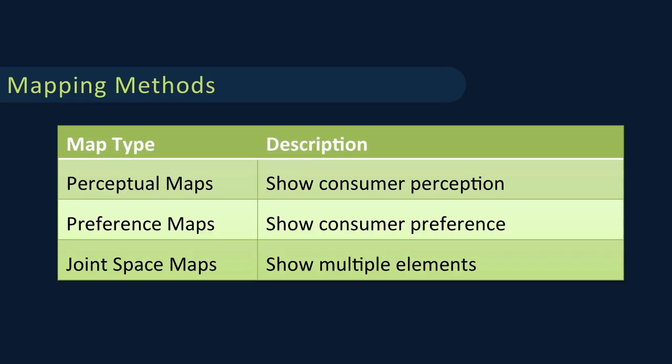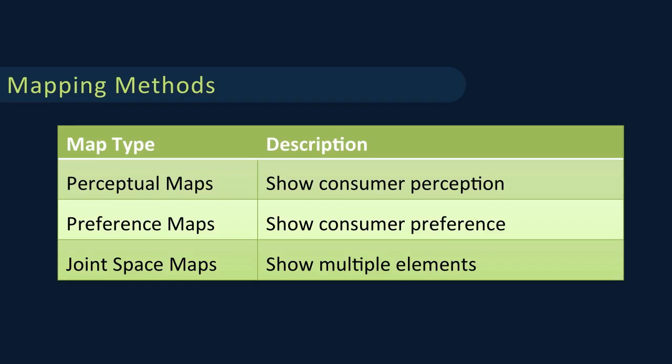We end this module by covering different categories of mapping methods. We show 3 basic types: perceptual maps, preference maps, and joint space maps. Perceptual maps show consumer perception, as we saw in the household blender example. Preference maps indicate consumer preference, designating not just what consumers perceive, but what they say they actually want. Joint space maps combine elements of perceptual maps and preference maps along with other data.